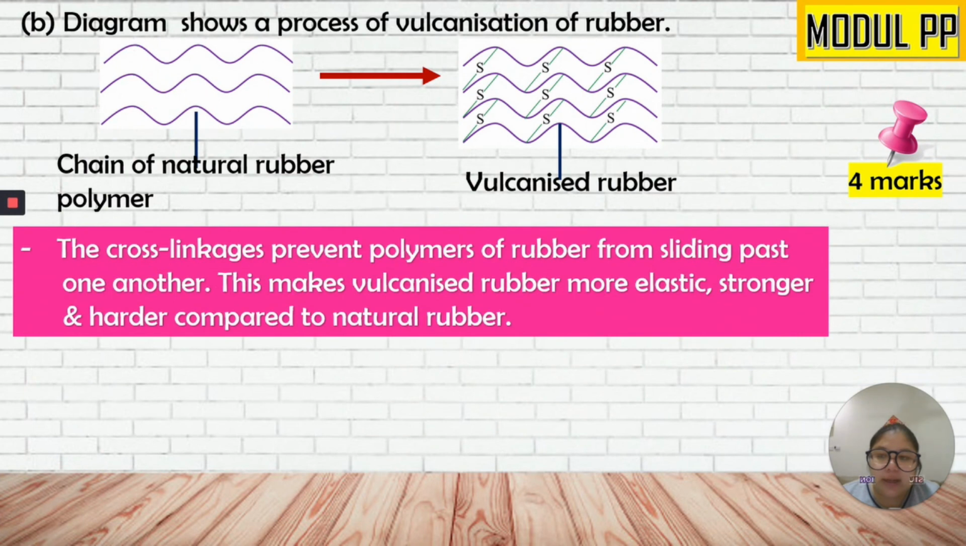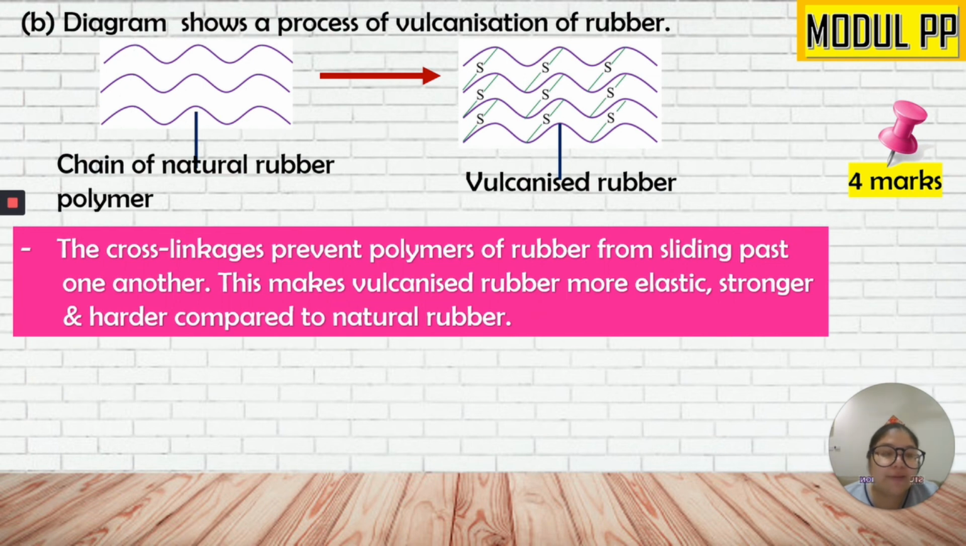Now we're going to see another one, the cross linkage. What's the function? The cross linkage prevents the polymers of the rubber from sliding past one another. If you don't have the sulfur, they slide easily, so when stretching, the molecules are easily damaged. So what to do? They put in the sulfur, and the chains link together with each other. When they slide, it's stronger. This makes vulcanized rubber more elastic, stronger, and also harder compared to natural rubber. So 3 marks, one sentence for 1 mark. Now I get 3 marks only.